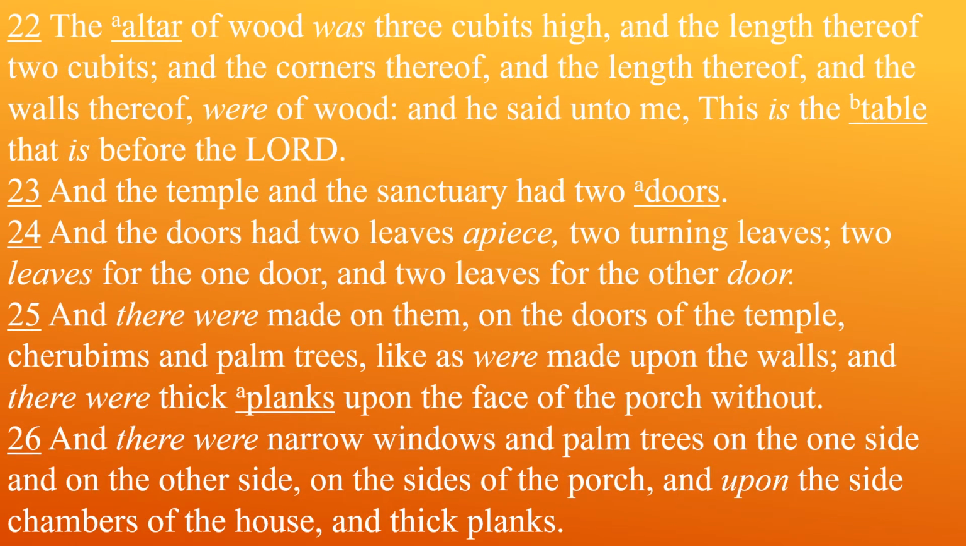The altar of wood, down to verse 22, was 3 cubits high, and the length thereof 2 cubits, and the corners thereof, and the length thereof, and the walls thereof were of wood. And he said unto me, This is the table that is before the Lord. And the temple and the sanctuary had 2 doors, and the doors had 2 leaves apiece. And there was on them, on the doors of the temple, cherubims and palm trees. And there were narrow windows and palm trees on the one side and on the other side. So this sounds like a pretty elaborate temple decoration.